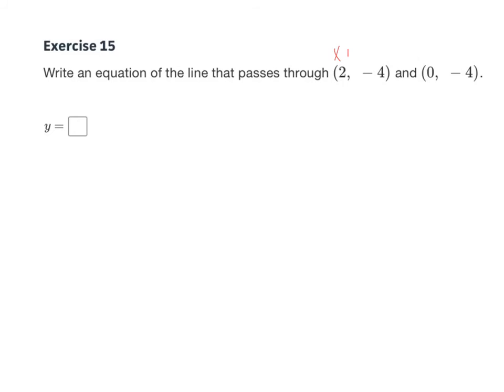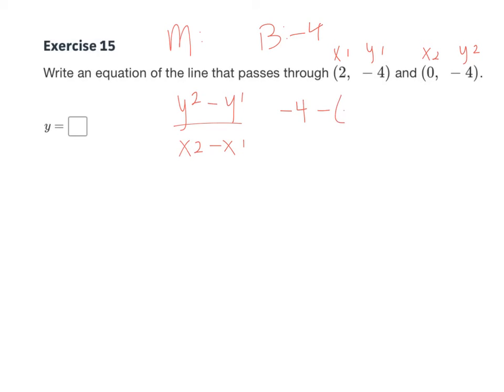15, same thing. We've got x1, y1, x2, y2. The formula is y2 minus y1 over x2 minus x1. We need to find the slope, and we need to find the y-intercept. In this case, the y-intercept is what's paired with the 0, so that's negative 4. Now we just have to find the slope. So I would have negative 4 minus a negative 4 over 0 minus 2. Negative 4 minus a negative 4, that's going to be plus 4.